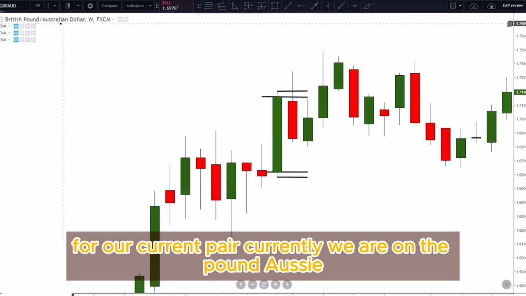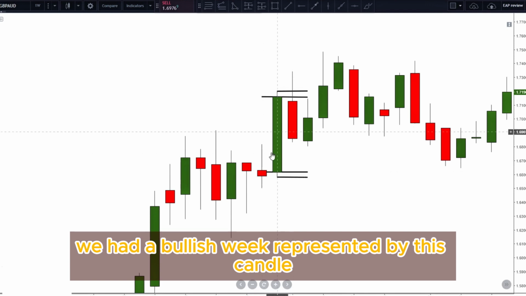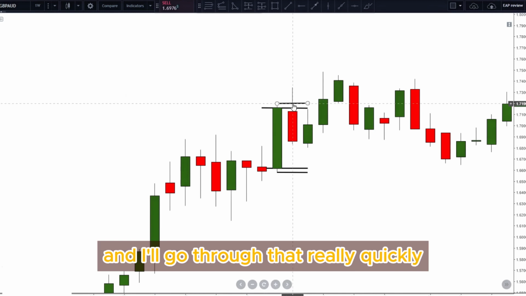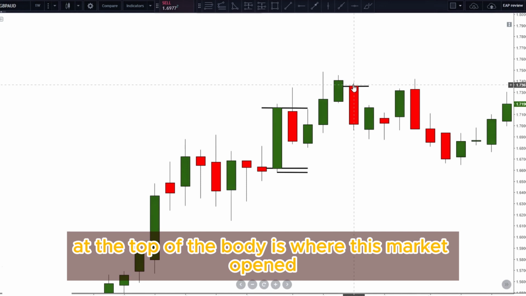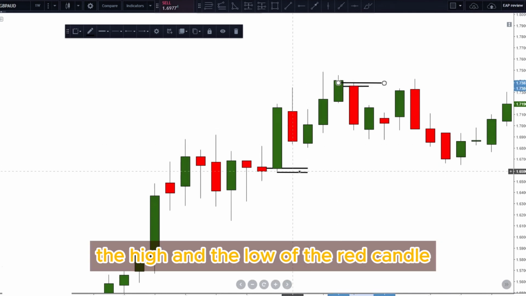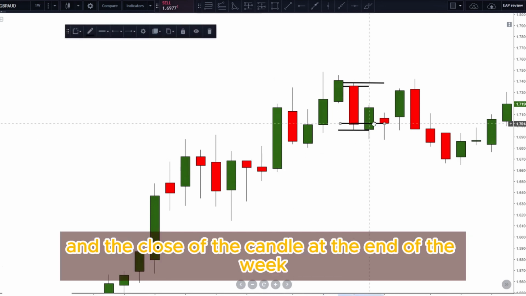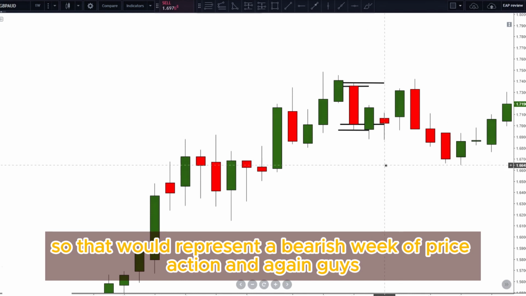So that represents a bullish week in price action for our current pair. Currently, we are on the pound Aussie. So for this pair, during this full week of price action, we had a bullish week represented by this candle. Now, the same thing applies for a bearish week, and I'll go through that really quickly. So for this case, we have an open. At the top of the body is where this market opened. We have where price has been represented by the wicks, the high, and the low of the red candle, and the close of the candle at the end of the week at the bottom of that body. So that would represent a bearish week of price action.